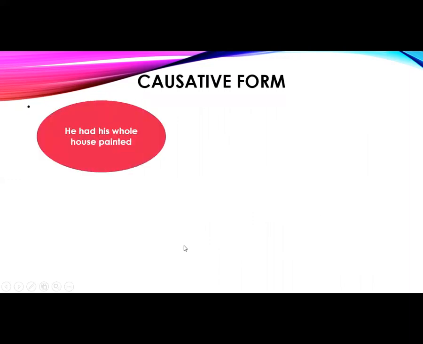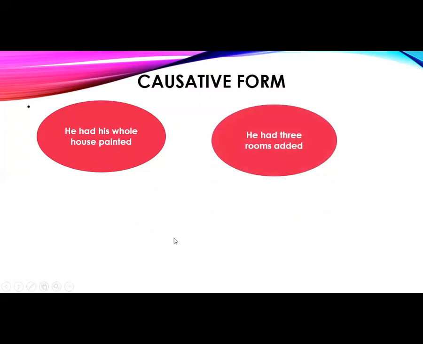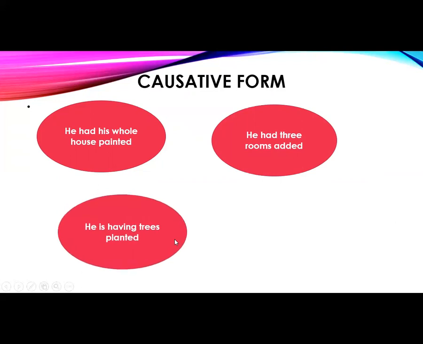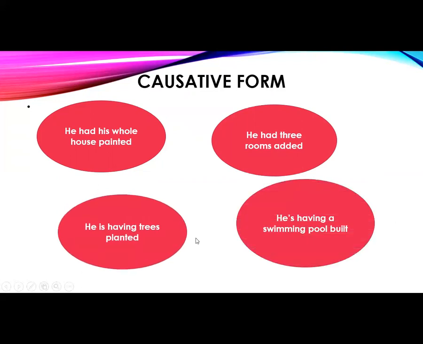As we read, you might have noticed the phrases in bold. He had his whole house painted. He had 3 rooms added. He's having trees planted. He's having a swimming pool built. Let me ask you a few questions. Did he paint his house himself? Did he add 3 rooms himself? Is he planting trees himself? Is he building a swimming pool himself? Of course not. In the 4 examples, the action is not done by him, but he paid someone else to do that for him.